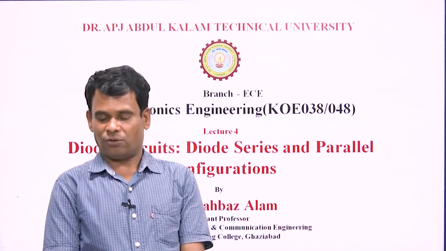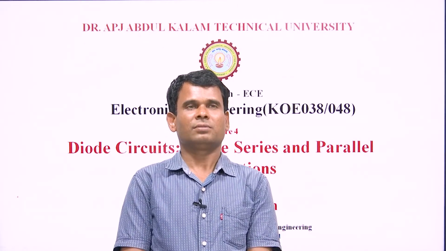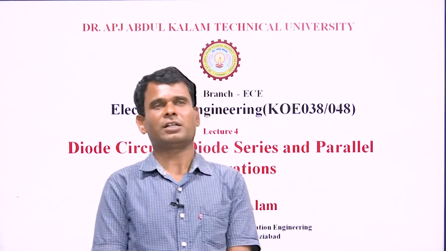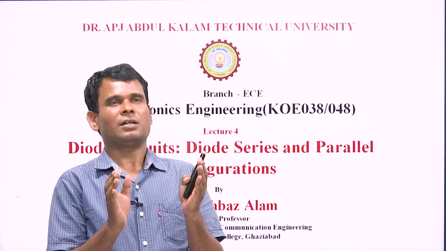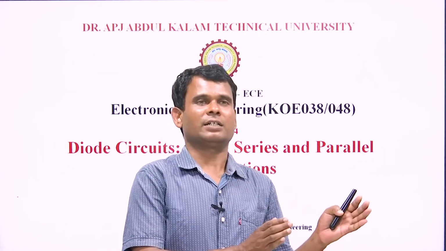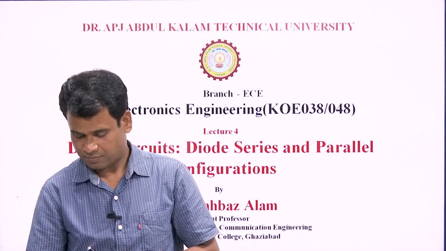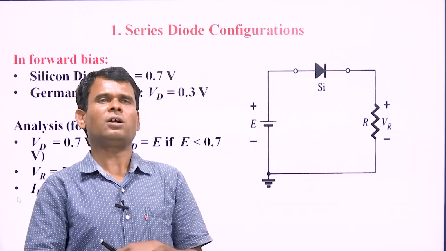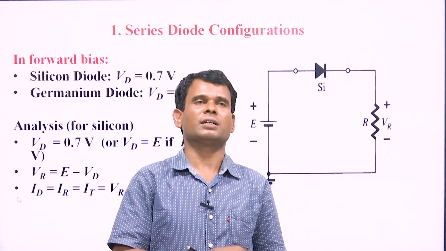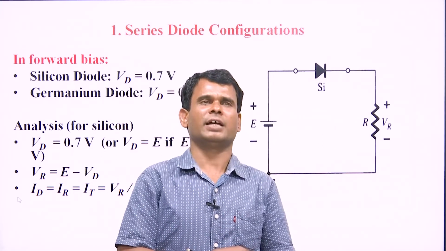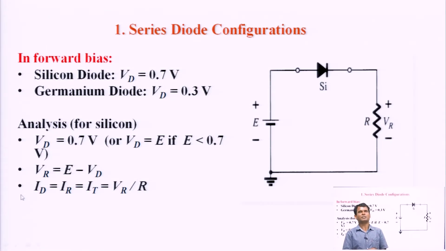Now lecture 4. In lecture 4 I will discuss the diode circuits, that is diode configuration: how diodes are connected in any circuit. There are two types of configuration in diode circuits. First, the series configuration, and second, the parallel configuration, and it may be a mix of both series and parallel. First of all I will discuss the series configuration.